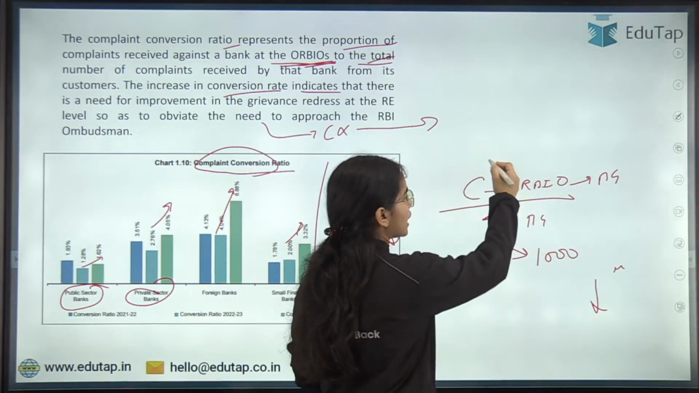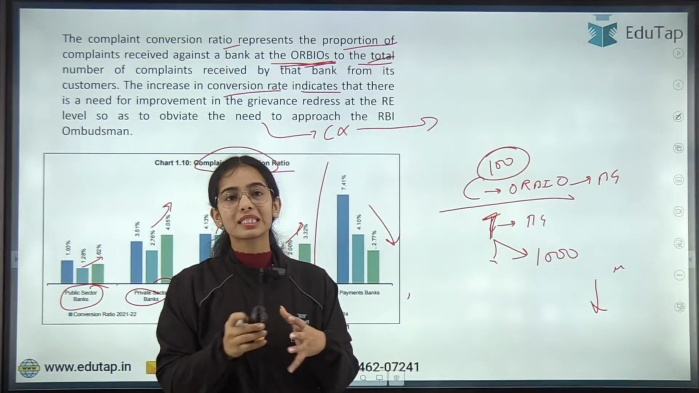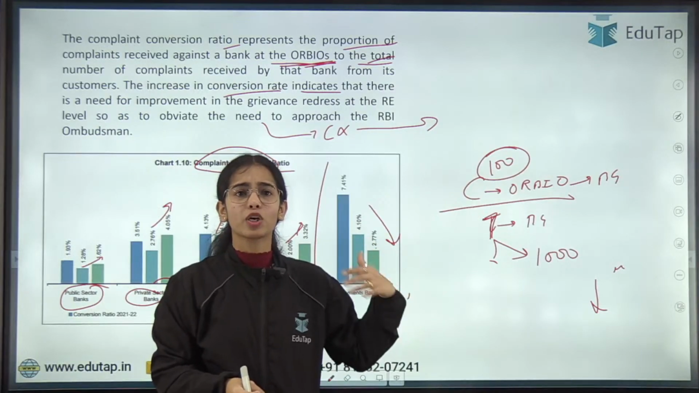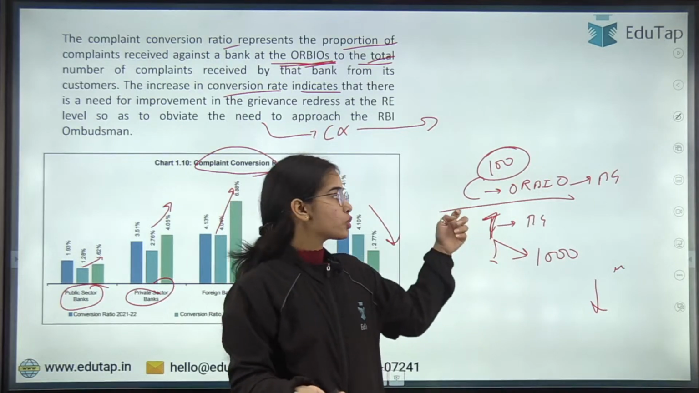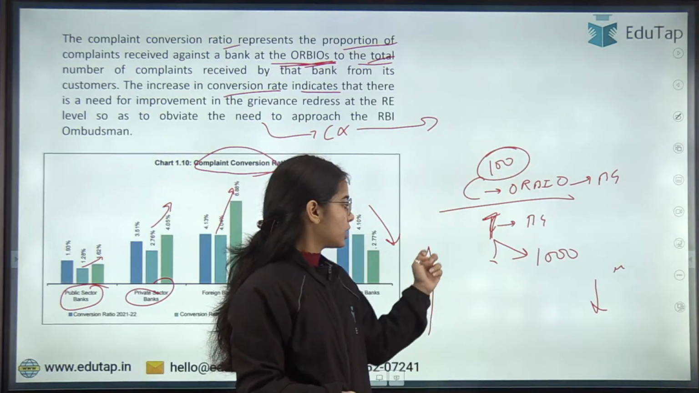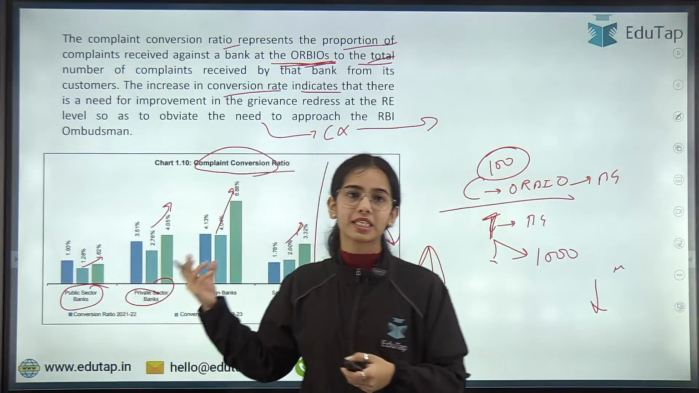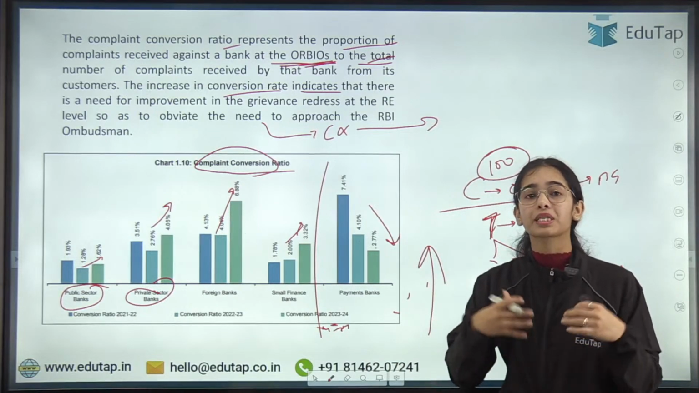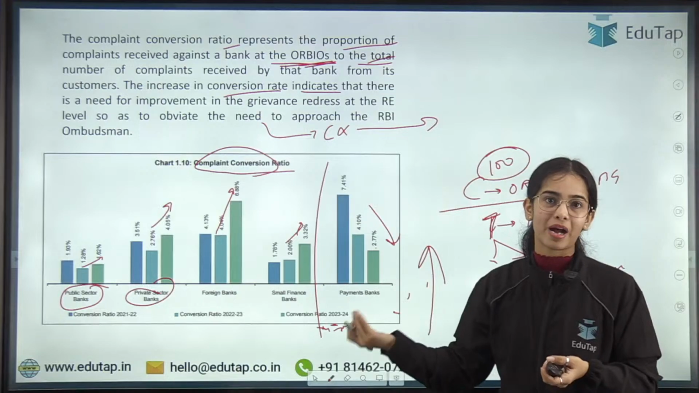Out of this, 100 complaints are going to the offices of the ombudsman, because these 100 people are not happy with the answer from the bank group, or they did not get the answer itself. Okay, so there is the complaint conversion ratio that is increasing for private sector banks, public sector banks, foreign banks and small finance banks. That is not good, because the internal grievance system is not good in these bank groups.